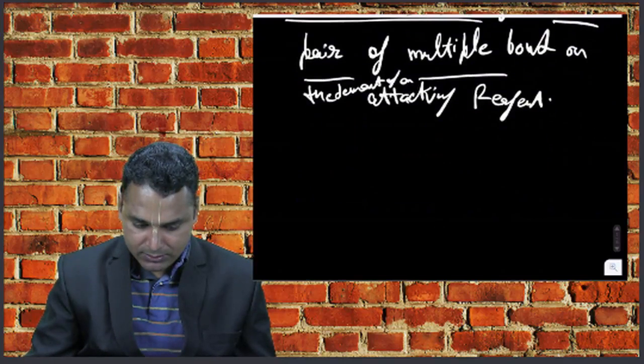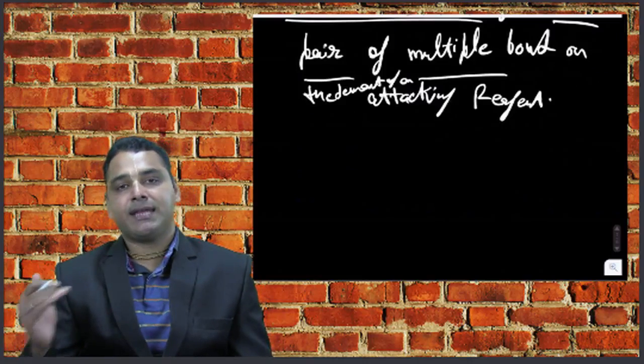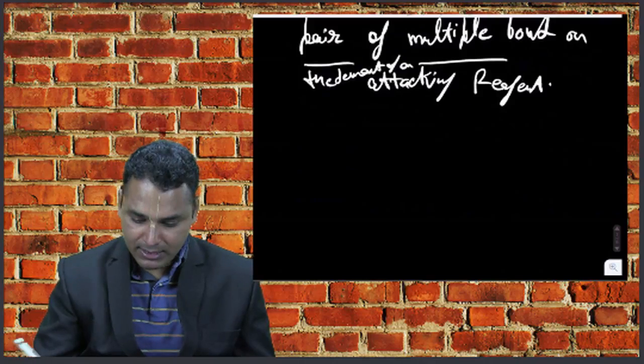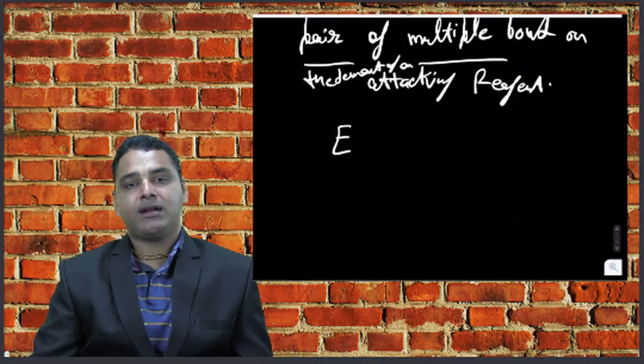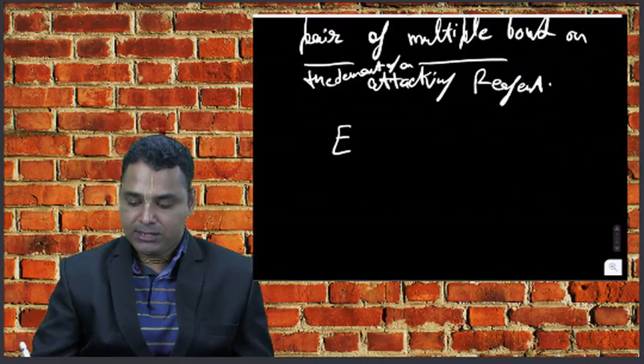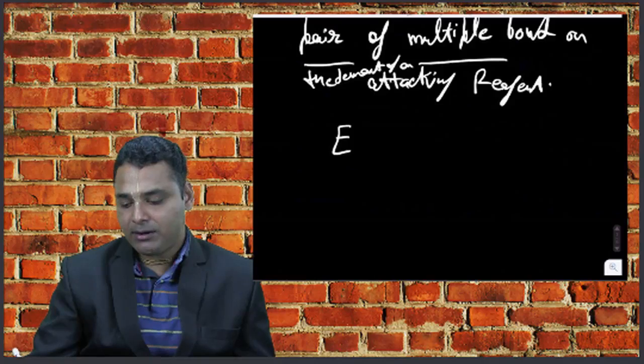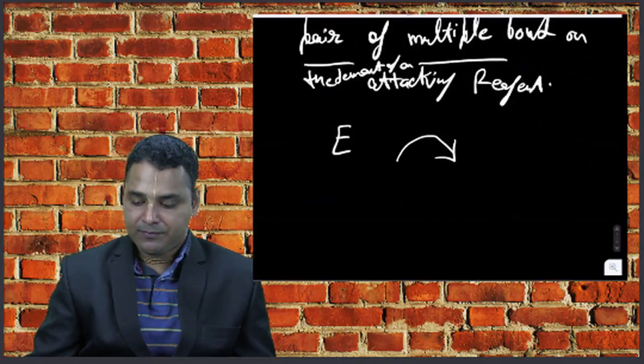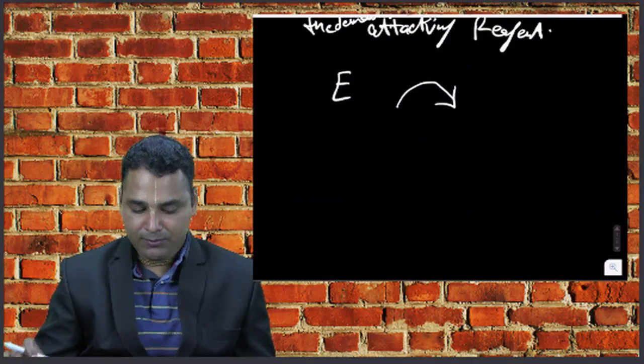So the shifting of electrons takes place. It is represented by capital E. And when the electrons get shifted, we can show it with the help of a curved arrow. Okay, we'll see it with the help of an example.